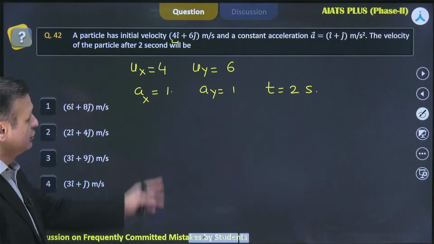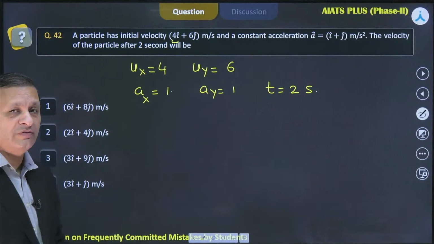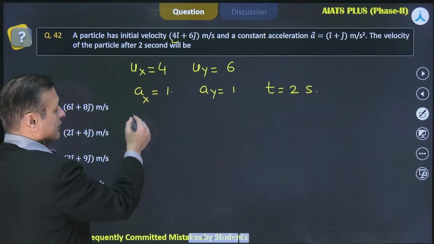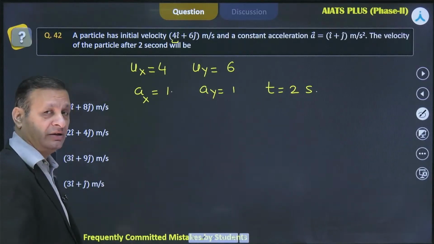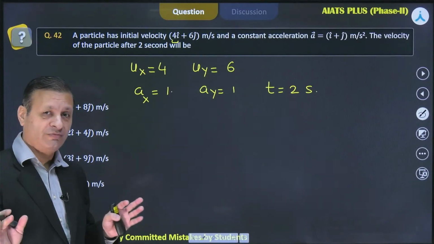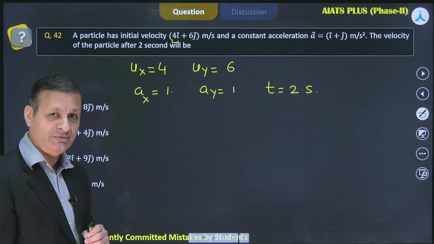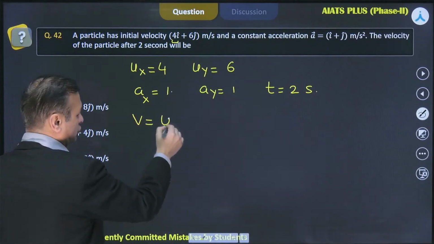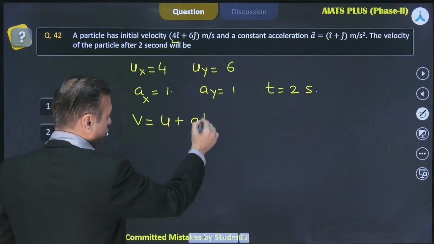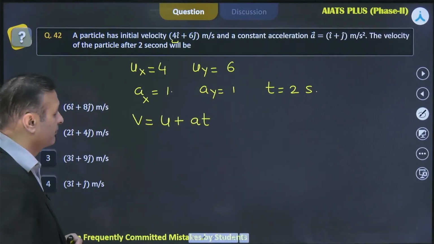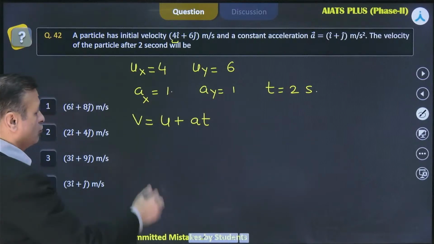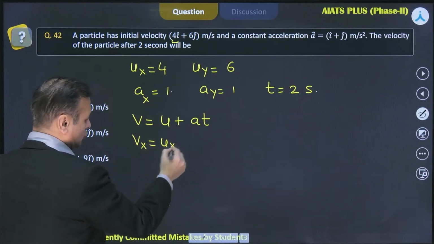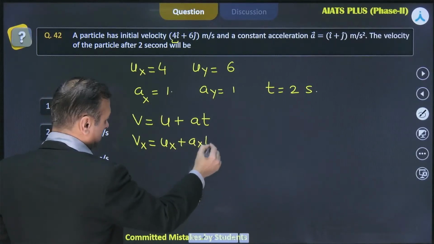Velocity. So this is clearly a case of two-dimensional motion, and this is a uniformly accelerated motion. So can we apply the equations of motion for uniformly accelerated motion? Yes, we can. So using the equation v is equal to u plus at, let's study these two components separately. So this is ux plus axt.